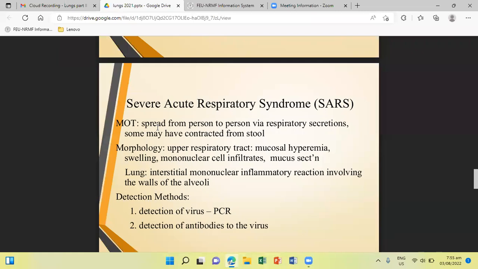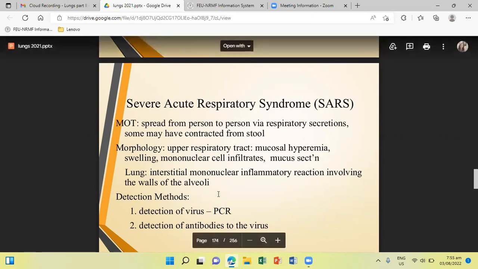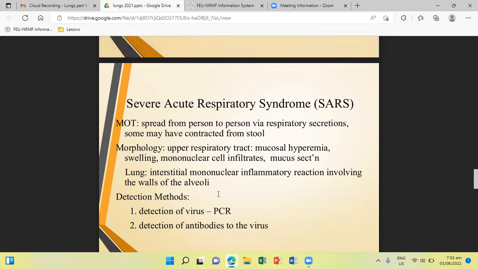When you do an autopsy, there is usually mucosal hyperemia and swelling. Lymphocytic, monocytic, and plasmacytic infiltration of the lung parenchyma is also expected. Now, the detection of the virus, as I have said, can be in the form of PCR.